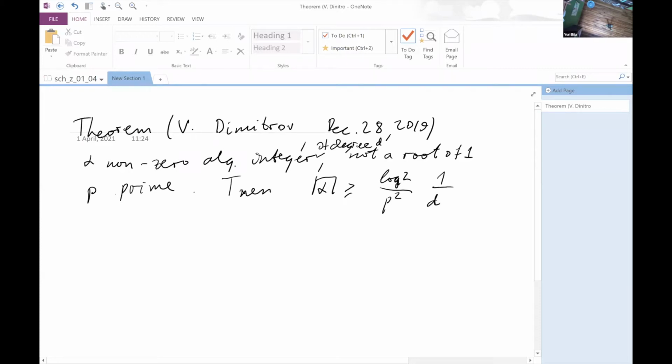Of course, I stated it for arbitrary p because I think it's a bit more conceptual, but actually the optimal case is p equal to 2, and then we obtain simply log 2 over 4, times 1 over d. Well, it's certainly not optimal, this constant.